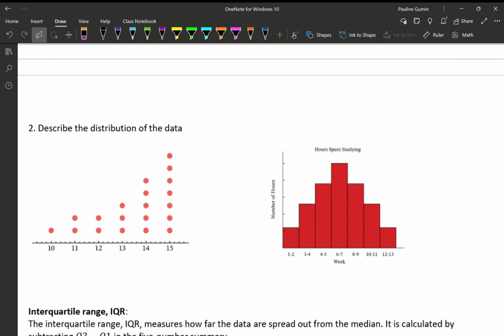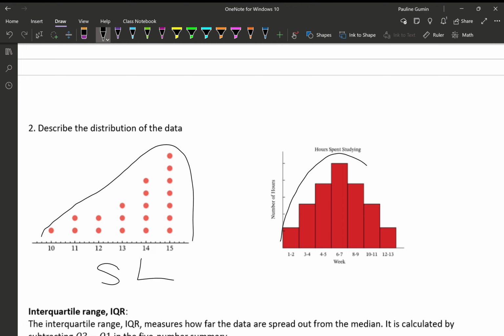All right, let's talk about these two. I'm going to trace it again. It's easier for me to see. Beautiful. It looks like my data is leaning to the right. If it's leaning to the right, it's skewed left. In this one, again, I'm going to trace it. That looks like a nice little hill. So I'm going to say it's symmetric. That's a nice short-ish word that I'm okay writing down. I hope you can read that, but it's symmetric.